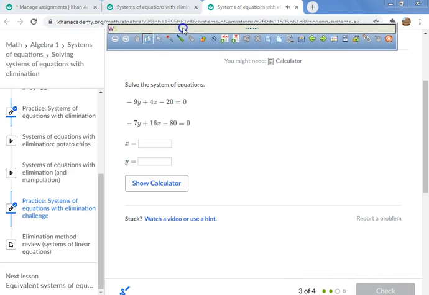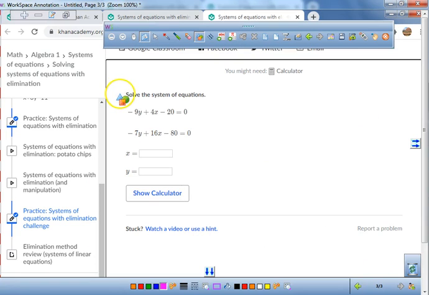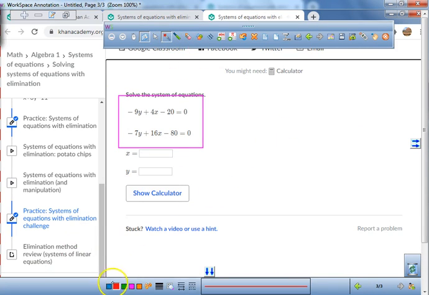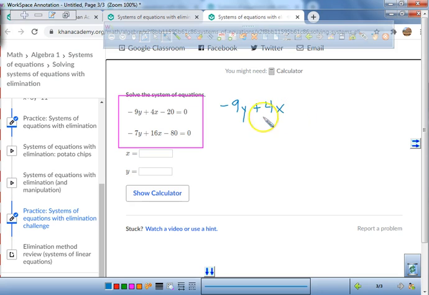Next problem. Could you please carefully just write these down right there? Just write those down. All right, here we go, guys. I'm going to write a little bit bigger. The first one I'm going to write in blue, negative 9y plus 4x. But I'm going to help myself out. Do you see that negative 20? I'm just going to move it across. I'm going to put equals 20. So I'm just moving it across the equal sign.